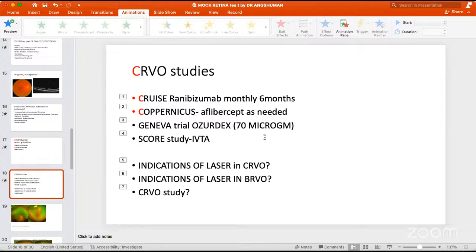In the CRVO study, the only treatment recommendation is when new vessels develop in the iris. Otherwise, anti-VEGFs are usually given in the initial stages. In BRVO, initially anti-VEGF, then in case of recalcitrant or non-responding venous occlusions, you can go for grid laser. Then there are these studies from Kanski. You must read about this.